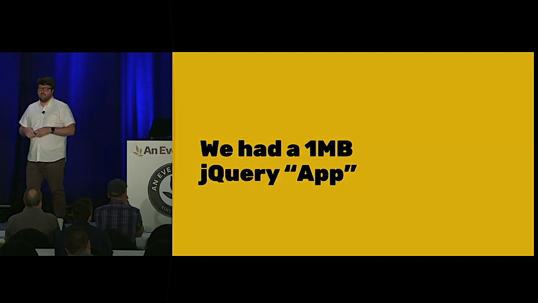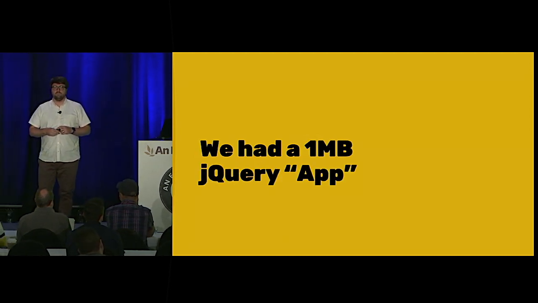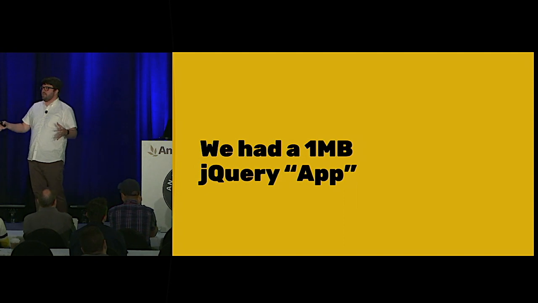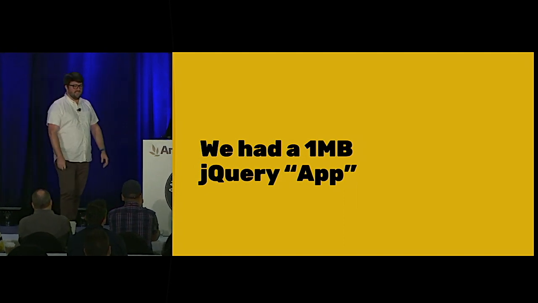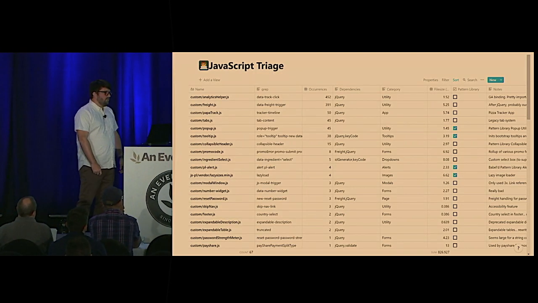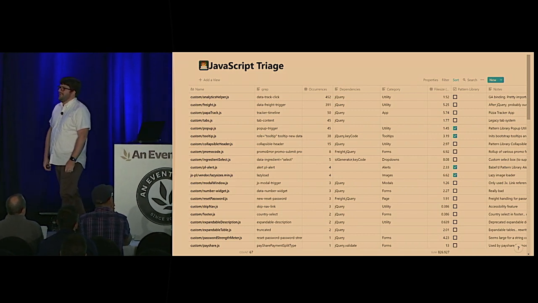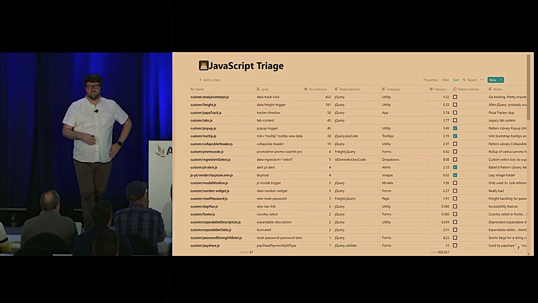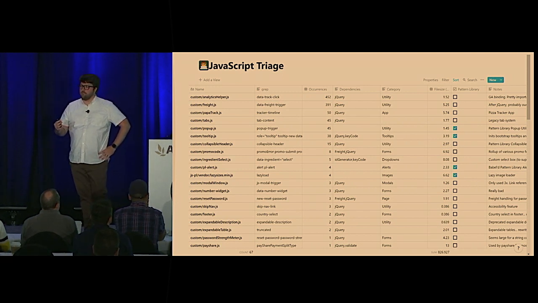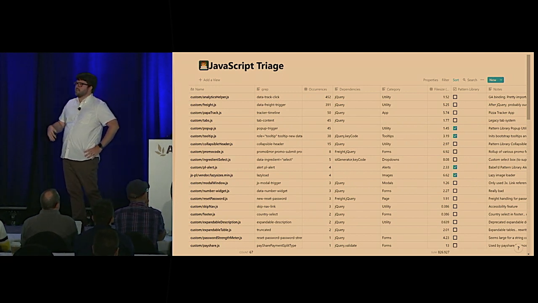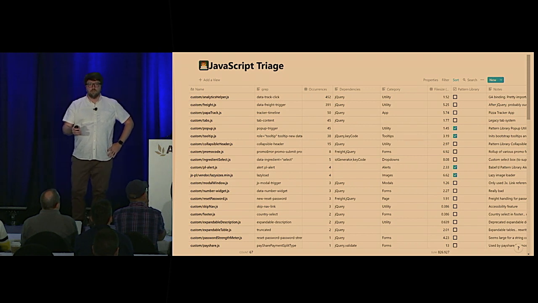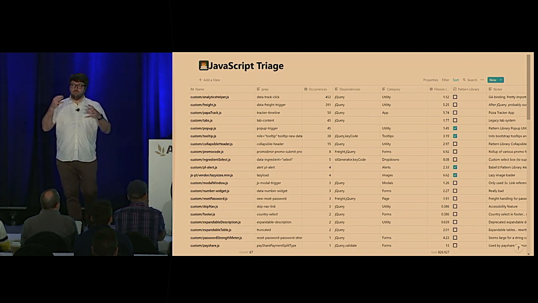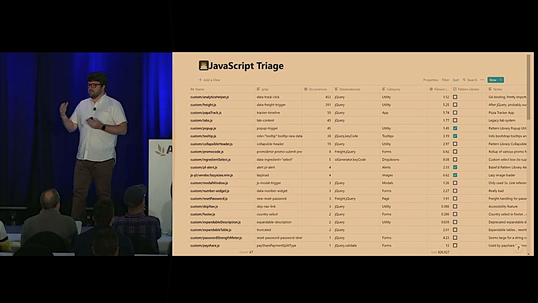But we didn't have that. Nope. We had a 1 megabyte jQuery app, which is just like looking at a bowl of spaghetti and saying, yeah, that looks useful. So I looked at that bowl of spaghetti, and I used an app called Notion, which is like a note-taking app, but it has a little spreadsheet feature that's kind of powerful. It's very similar to Airtable. If you use Airtable, you can make associations and data and tag things and stuff like that.